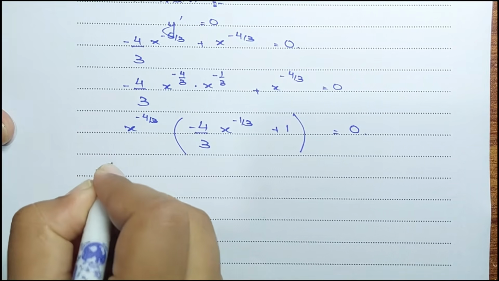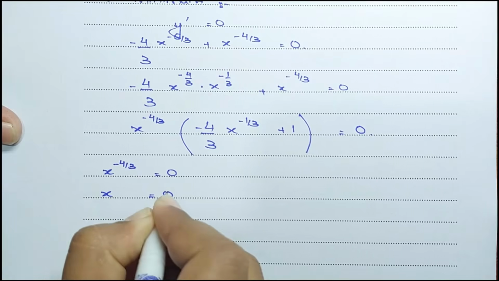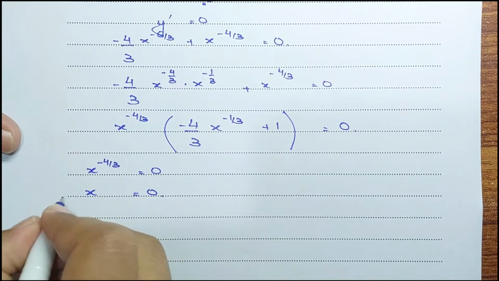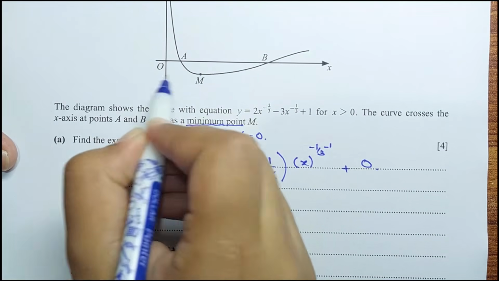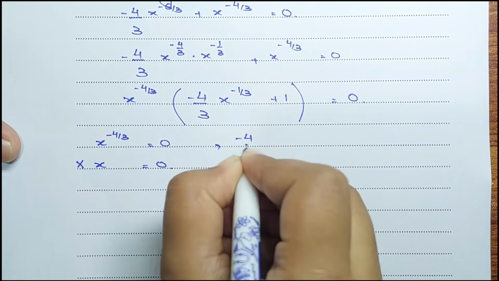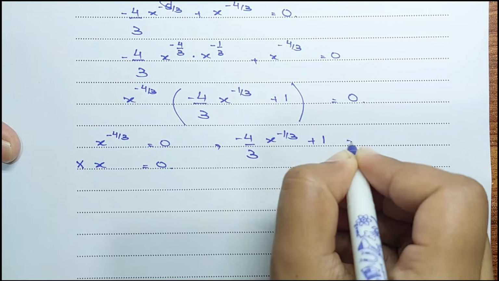Now x to the power minus 4 by 3 is equals to 0, and from here x is equals to 0. The x coordinate of m can never be equals to 0, right? So we are not taking that, since the x coordinate of m is not equals to 0. As you can see, the x should be positive and y should be negative. Okay, the next is minus 4 by 3, x to the power minus 1 by 3 plus 1.